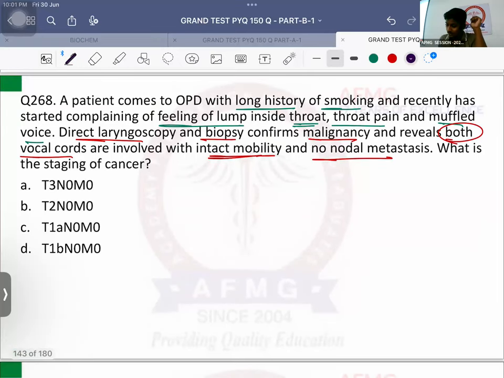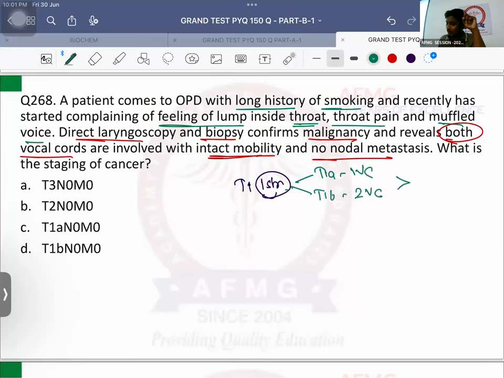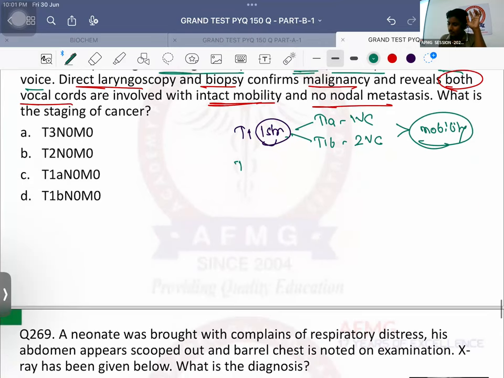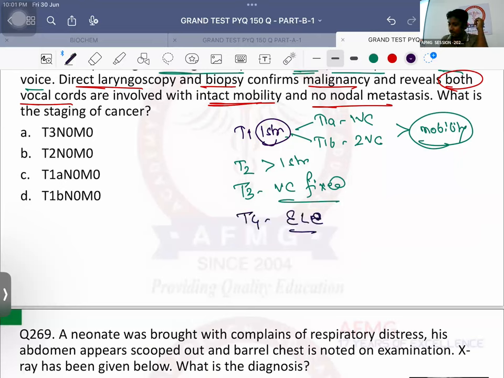T2? T1 is what? T1 is one structure involvement. Vocal cords together are considered as one structure. T1A is one vocal cord involvement. T1B is two vocal cord involvement. But in both of them, the mobility will be absolutely fine. T2 is more than one structure involvement. T3 is when the vocal cords are fixed or immobile. But here they are not immobile. Otherwise, it would have become T3. Okay, and T4 is when there is extralaryngeal extension.